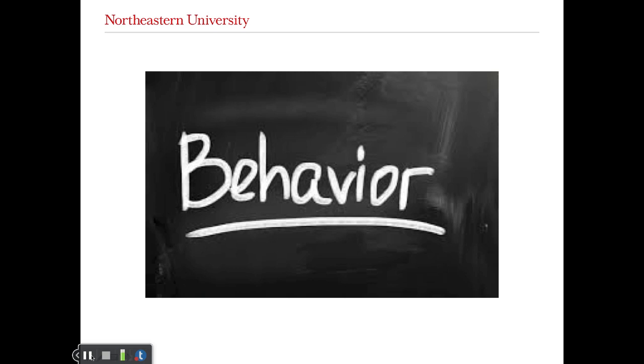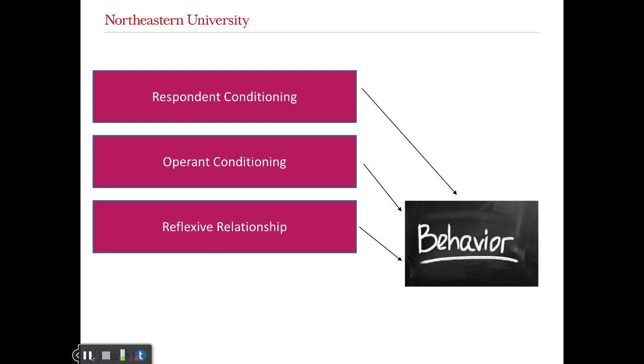At this point, as future behavior analysts, I know that the way you think about behavior, the way you talk about behavior, is that behavior occurs because of some impact with the environment. And when we're talking about those explanations for why behavior is occurring, we're going to talk about one of three potential types of explanations. One, the behavior occurs because of some type of respondent conditioning. Two, it occurs because of some type of operant conditioning. Or three, it's a reflexive relation. Today we're going to discuss reflexive relations and respondent conditioning.